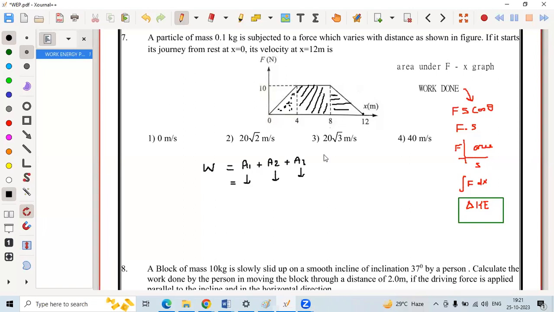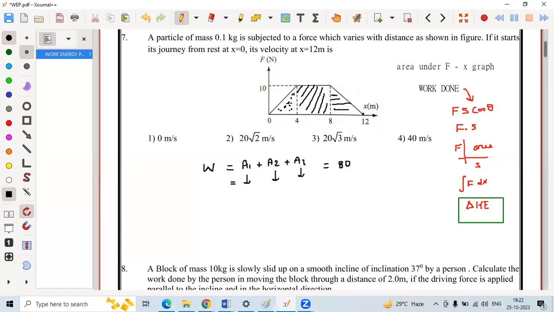Half into base into height, half into 4 into 10. Next, length into width, that is 4 into 10. Next, half into base into height, that is half into 4 into 10. Calculate each separately and tell me only the answer. I guess it will be 60 or 80. Sir, 80. Correct, 80. Very good.